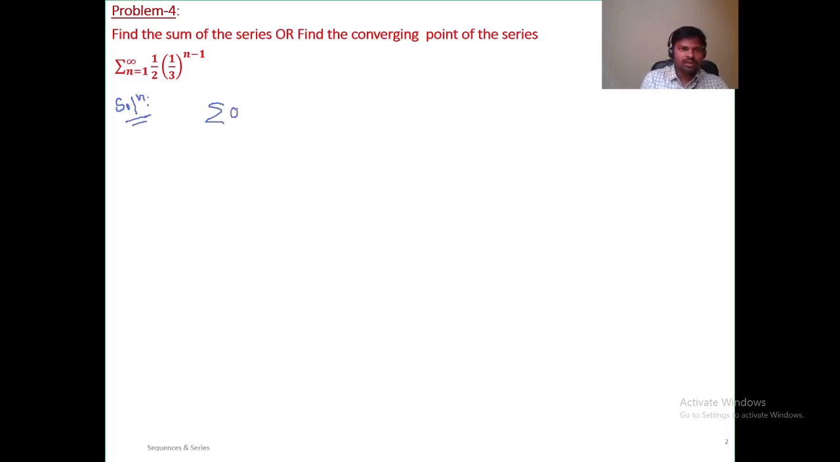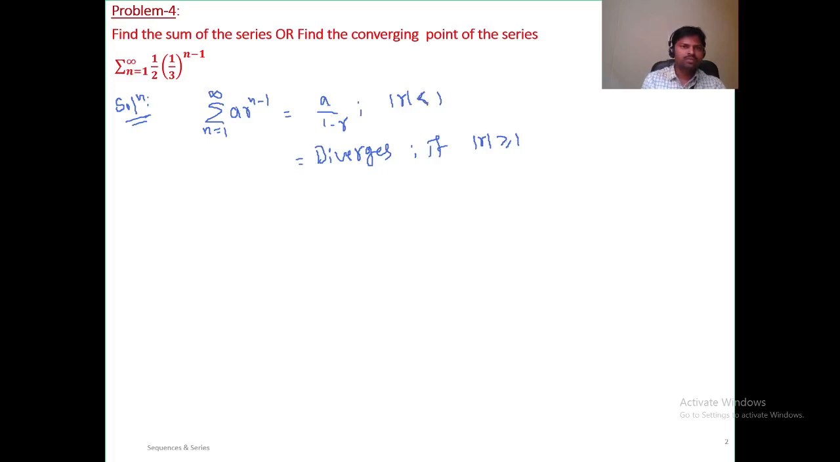The series sum of A r power n minus 1, n running from 1 to infinity, converges to A by 1 minus r provided the modulus of r is less than 1. And the series diverges if the modulus of r is greater than or equal to 1. This is what we discussed in the last class, which is theorem number 1. So based on this theorem, let us do a few problems.